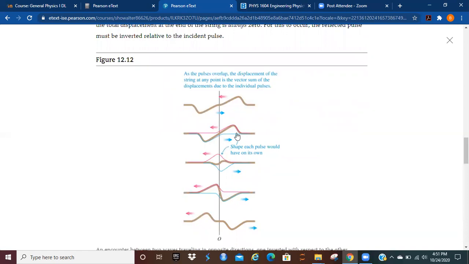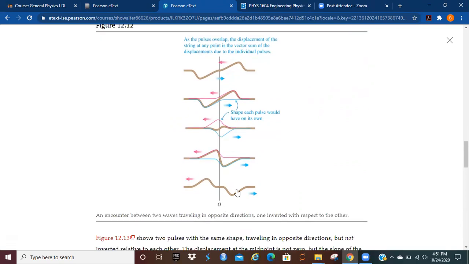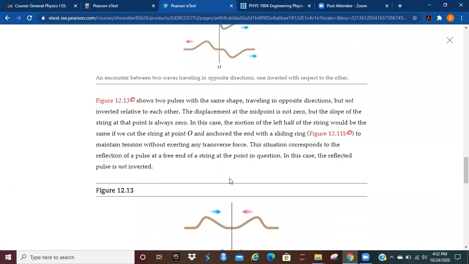You can see as these two come together how that rope changes, and the shape each pulse would have on its own gets blended together here, and then you can see them travel on. So that's the superposition. That's what we're talking about here.